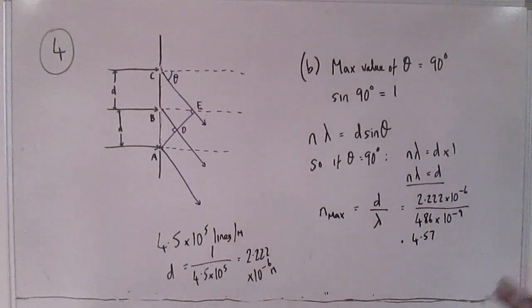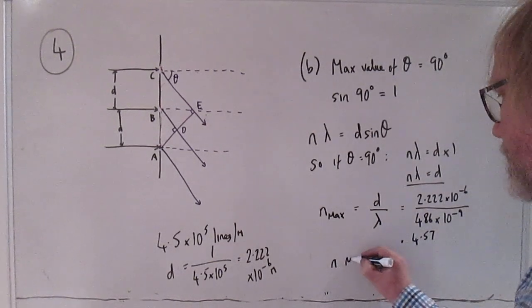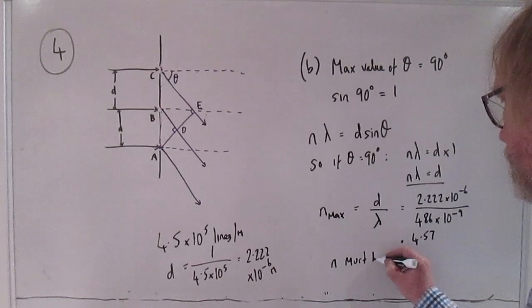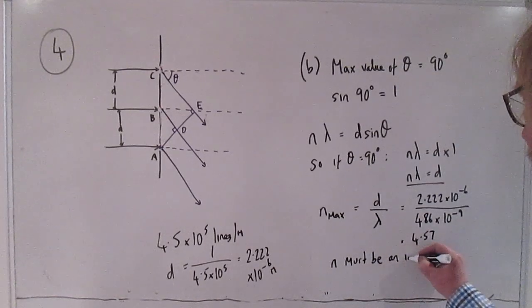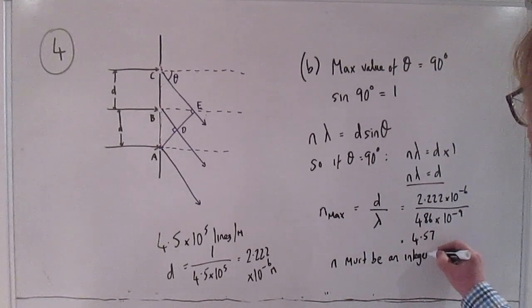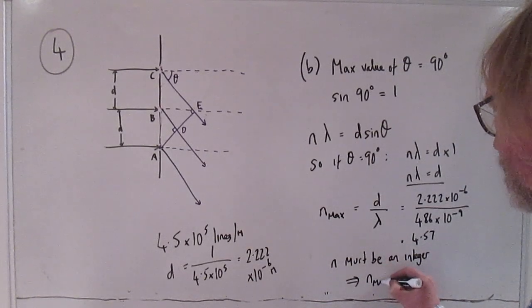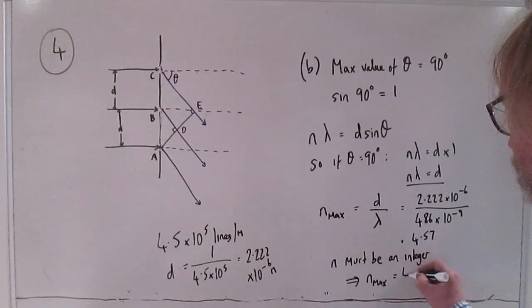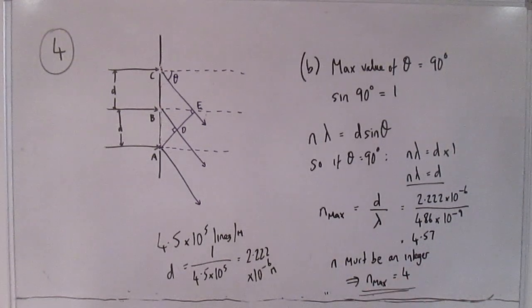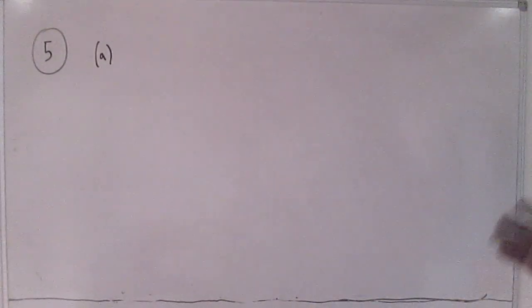Obviously though, we know that n has to be a whole number, because otherwise you don't get constructive interference. So n must be an integer, which means that the maximum value of n you could actually get would be 4. And that's the answer.